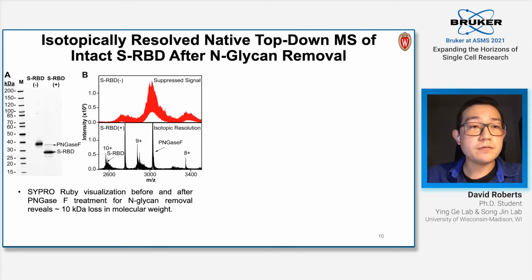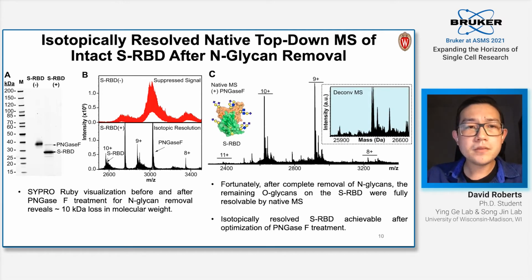And so here is a visualization of the before and after treatment with PNGase F to remove N-glycans. This constitutes about a 10 kilodalton loss in molecular weight. And really nicely, after removing all of these N-glycans, not only were we able to resolve the O-glycoforms in their intact state, but we were able to do this natively and achieve isotopic resolution.